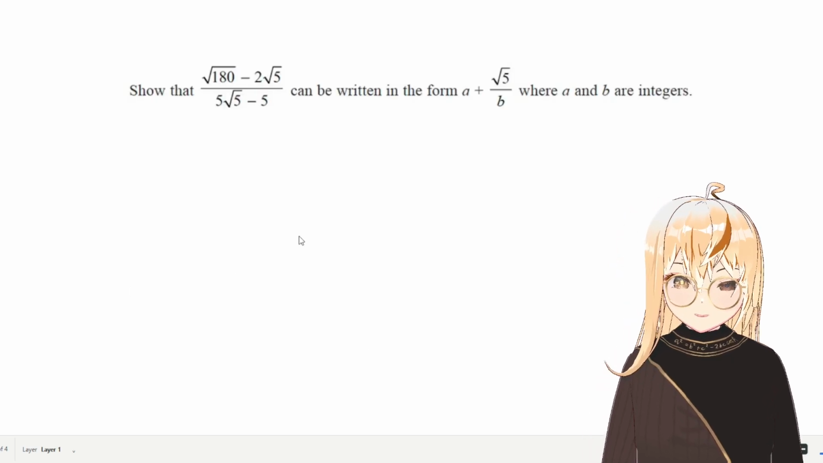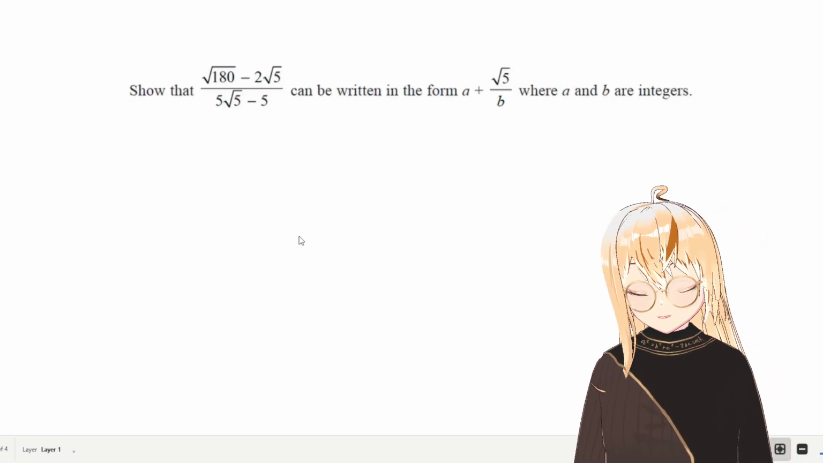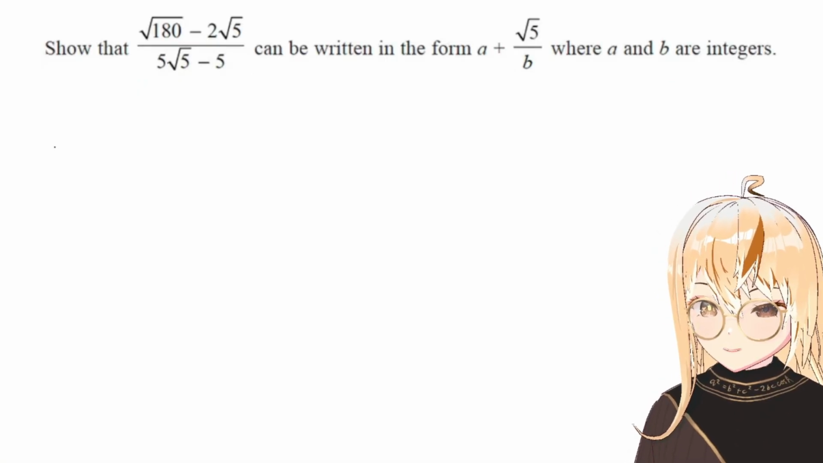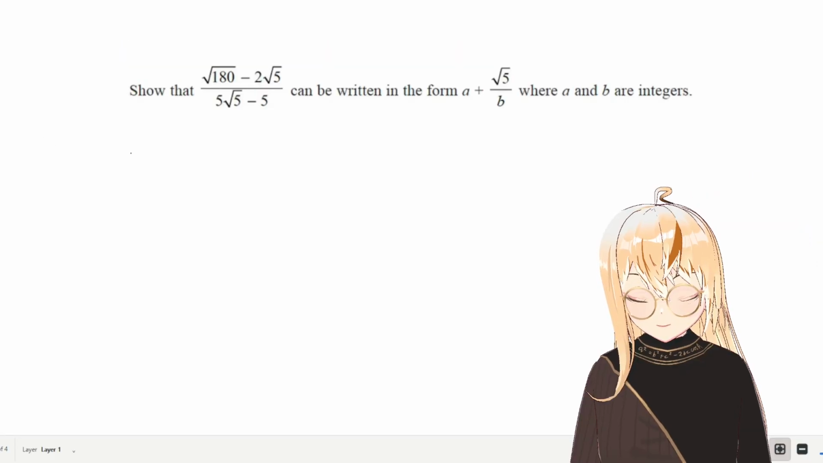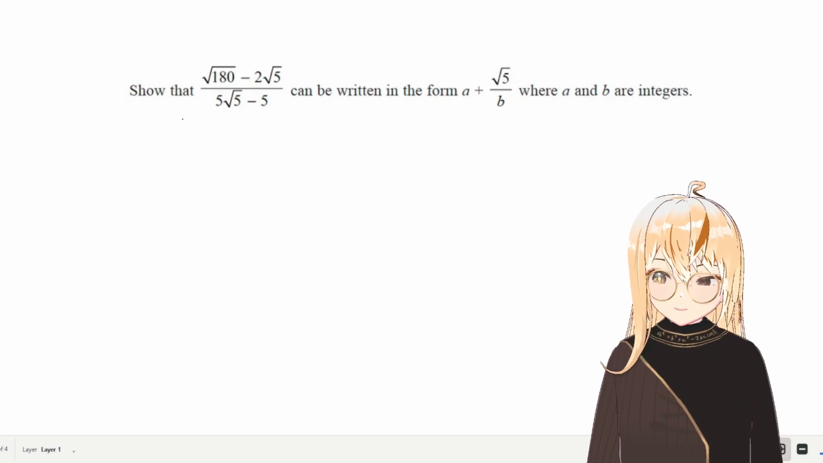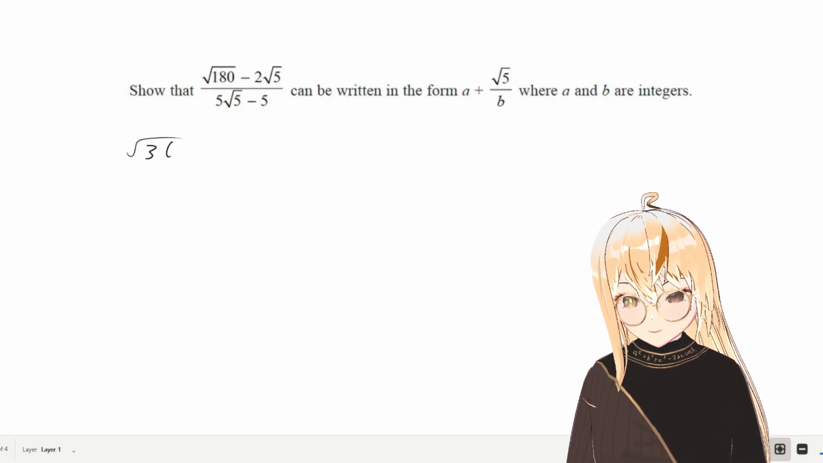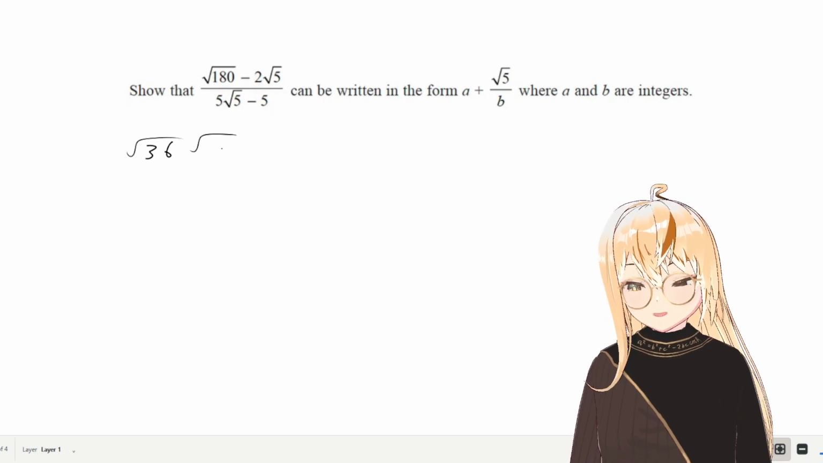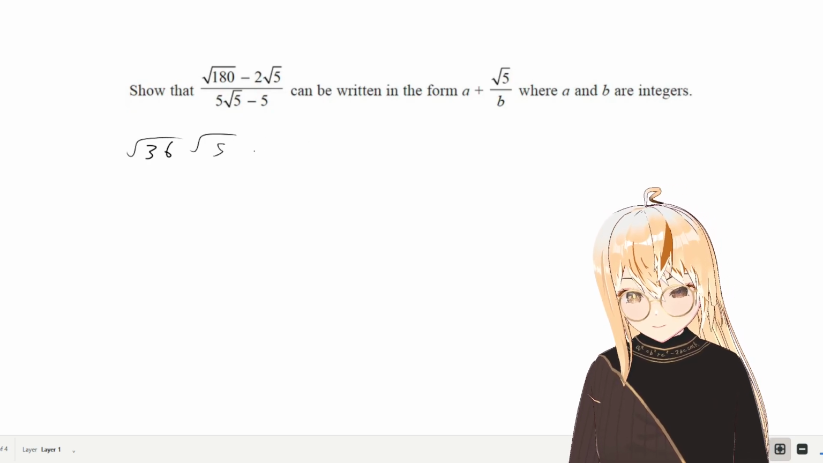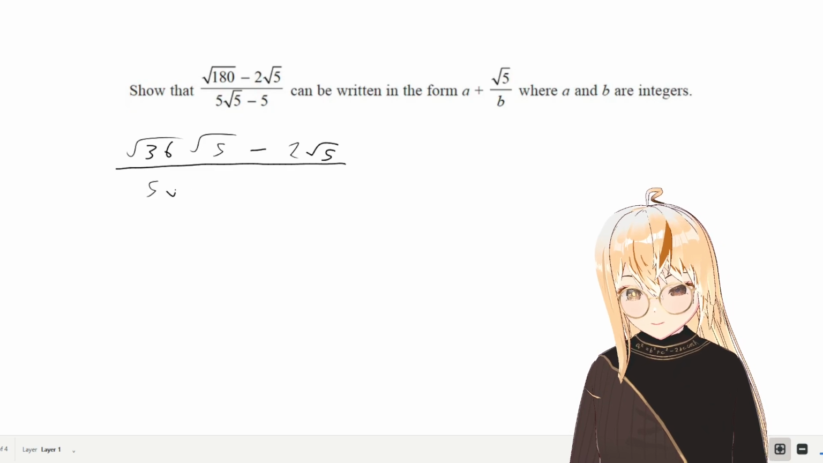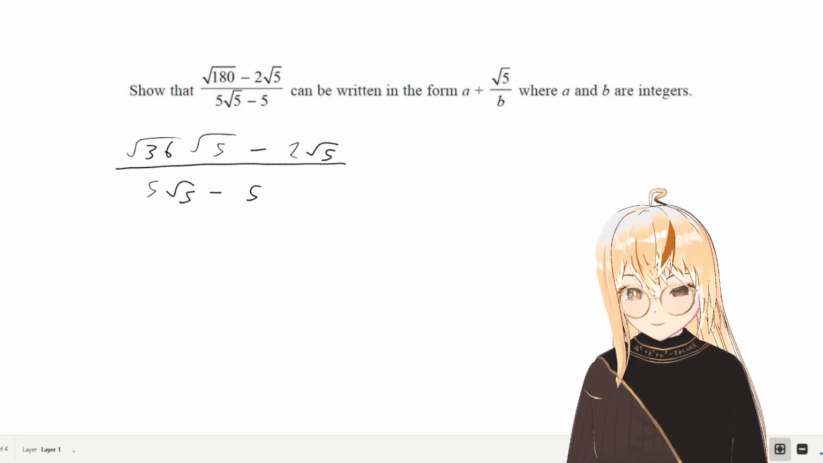Alright, here's our last question. It's a little bit cringe, but I'll tell you later why. Root 188, it's quite a big number, but we can simplify it because of root 36. So root 36 times by root 5 minus 2 root 5. Then we've got 5 root 5 minus 5.